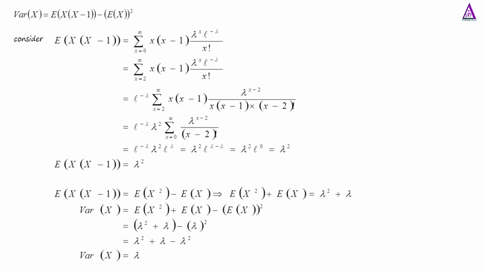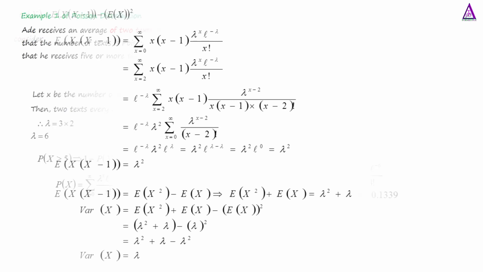Proving the variance of the Poisson distribution. Follow the same trend we followed in binomial. We have the same thing here, and the variance is lambda. That is to say, the mean and variance are the same.